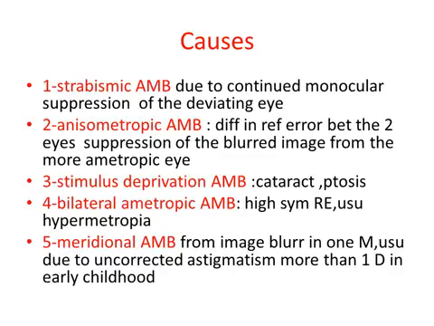Meridional amblyopia, this is from the image blur in one meridian, يعني الكسل المحوري, usually due to uncorrected astigmatism more than one diopter in early childhood.